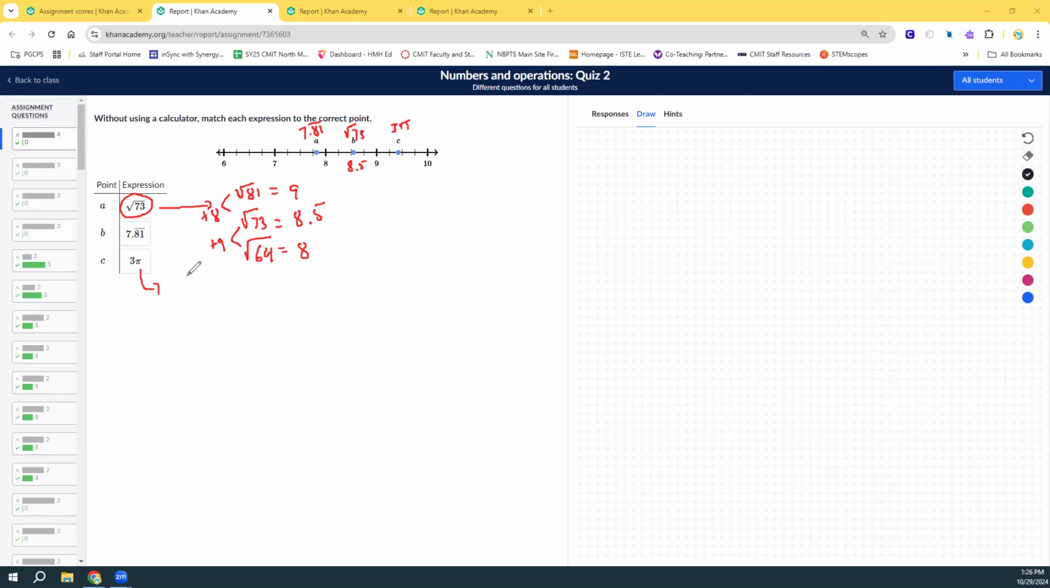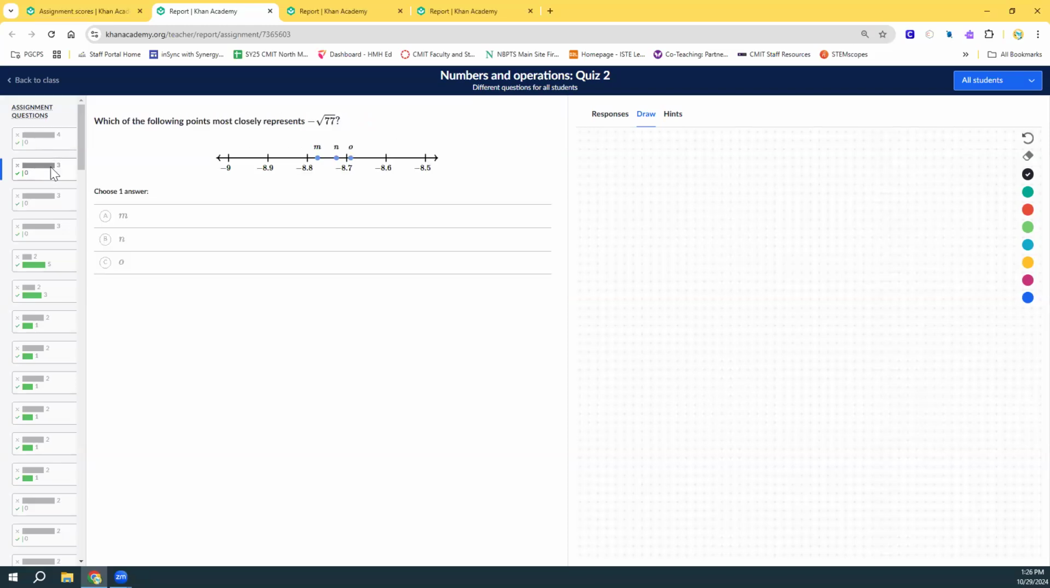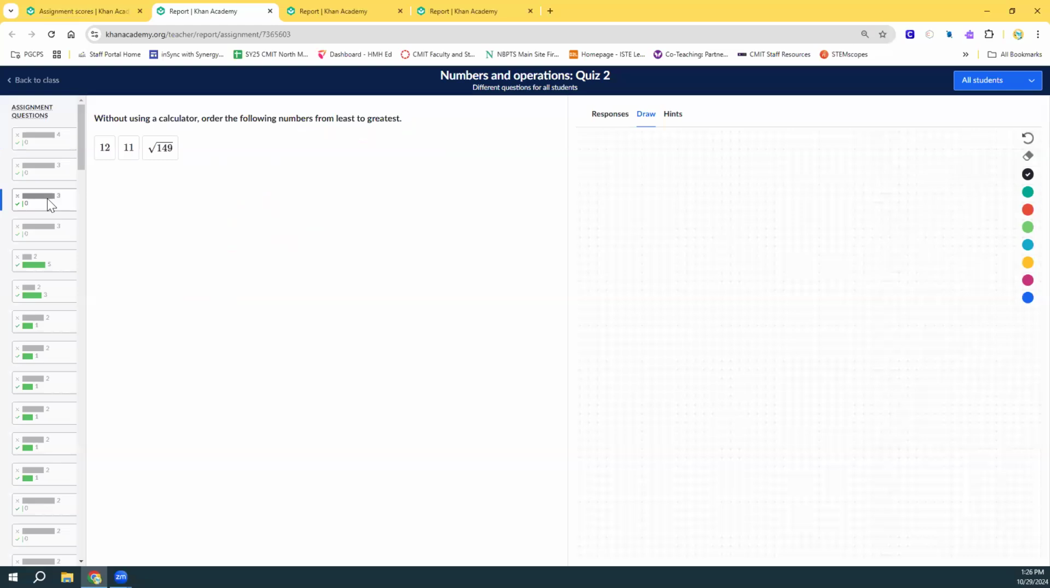But just to say, what would that be if we didn't know? Well, that would be 3 times pi, which is 3.14. And so that's like 9 point something, right? So you just need to know that the decimal for pi is approximately 3.1. Okay, so that was a good review of approximating square roots. The next one would be the same thing. You can skip it. And this one would also be the same thing.